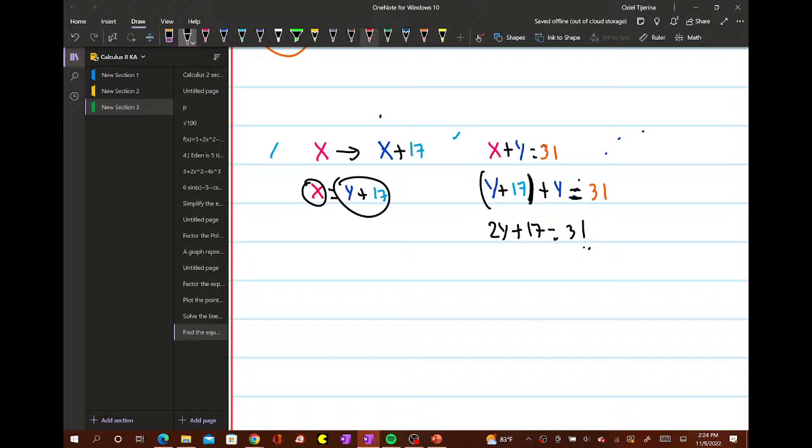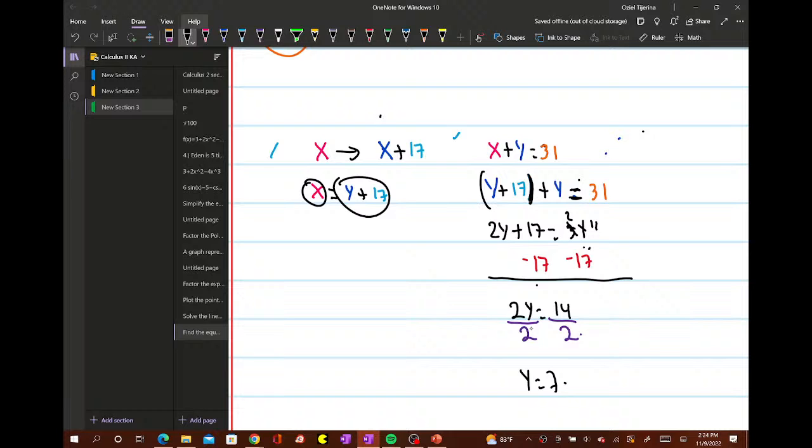So then we're going to subtract 17 on both sides, right? We're basically solving for one of the numbers. So 2y equals 31 minus 17, so this is 14, right? And then we're going to divide both sides by 2, and we get that y is equal to 7.